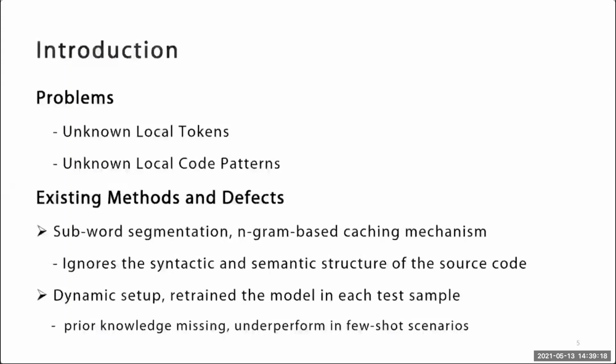First, the most effective research to complete unknown local tokens at present mainly uses subword segmentation methods and n-gram-based caching mechanisms. However, it ignores the syntactic and semantic structure of source code. Second, to solve unknown local code pattern adaptation, they use dynamic adaptation. Briefly, they split the test project into multiple partitions. And for each test sample, they retrain the model on the rest of the files of the same partition. However, this method does not guarantee the prior knowledge being kept after local retraining and may underperform in restricted situations that require a small number of samples for rapid adaptation.